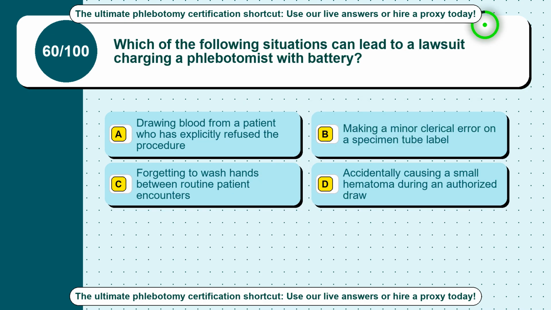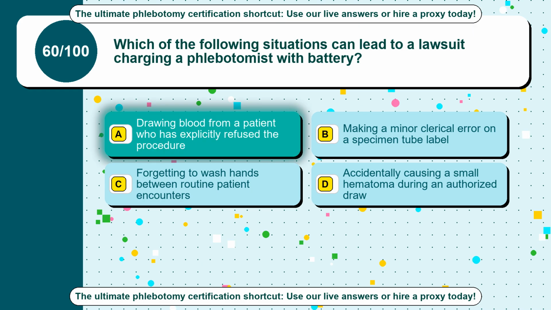Question 60. Which of the following situations can lead to a lawsuit charging a phlebotomist with battery? Option A. Drawing blood from a patient who has explicitly refused the procedure. Option B. Making a minor clerical error on a specimen tube label. Option C. Forgetting to wash hands between routine patient encounters. Option D. Accidentally causing a small hematoma during an authorized draw.